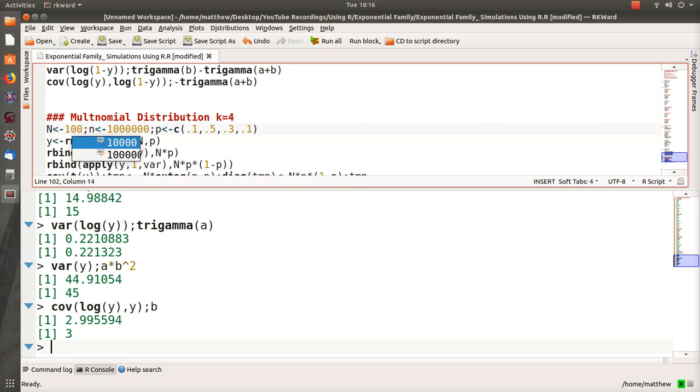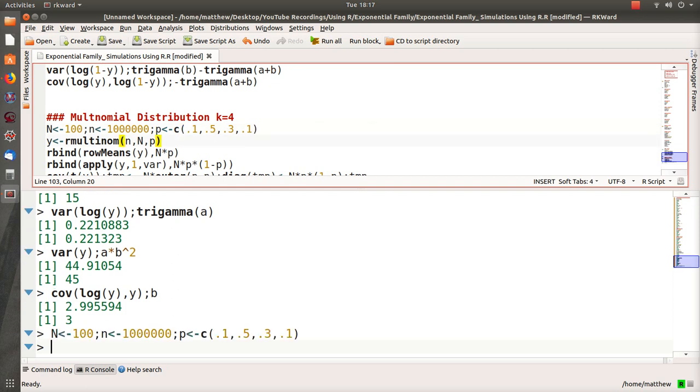We'll do 1 million reps. This is a multinomial distribution with k equal 4. We're assuming capital N is 100, and so that means when we sample, one sample is, you randomly put those 100 experiments into one of these 4 cells based on these probabilities. And then that's one observation. Then we do that 1 million times. So we have 1 million observations of 4 cells that add to 100 basically.